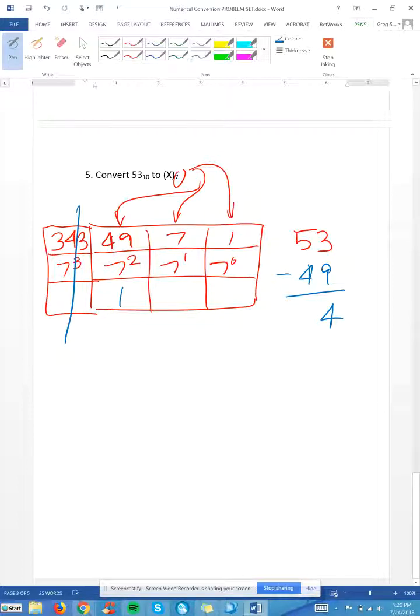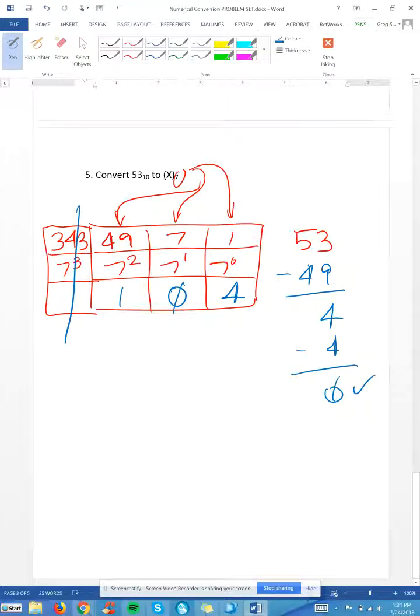Okay, so with that in mind, we go to the next column. How many 7s can you pull from 4 and still not get a negative result? Well, you can't, because if you pulled even one 7, you'd get a result of negative 3. That's a problem. So this is a 0. That means we can't pull any 7s. Well, how many 1s can you pull from 4? Well, you can pull 4. So I'm going to subtract 4, and I have a 0 result.